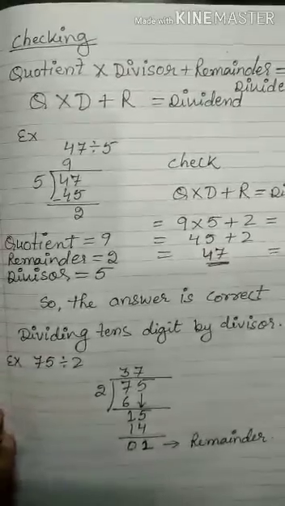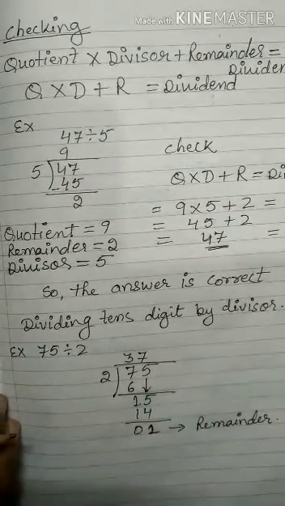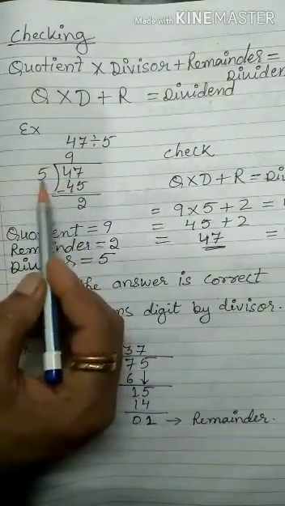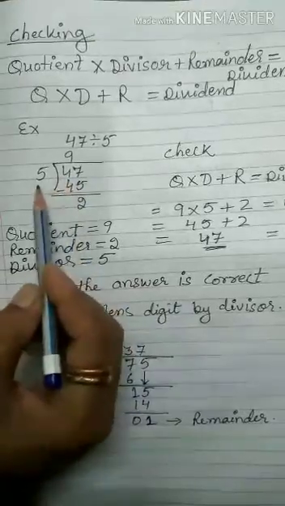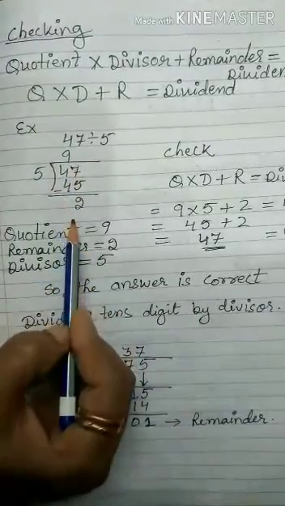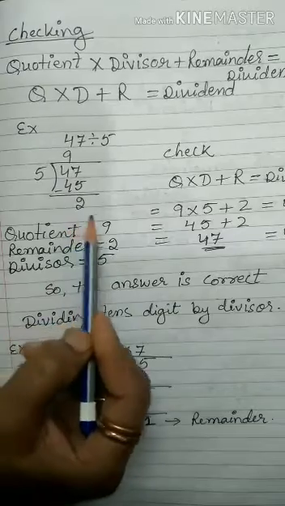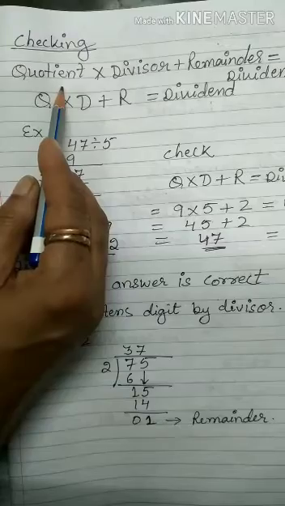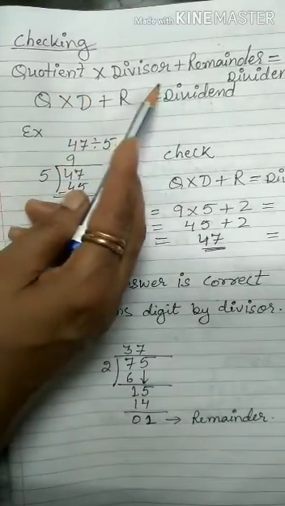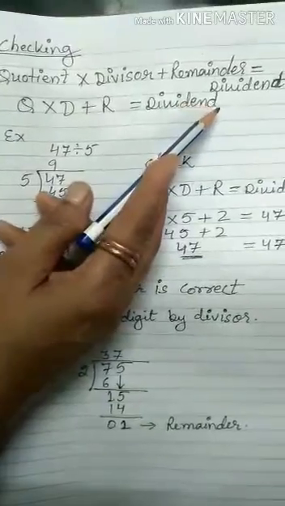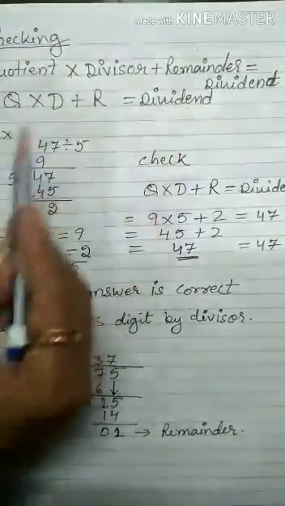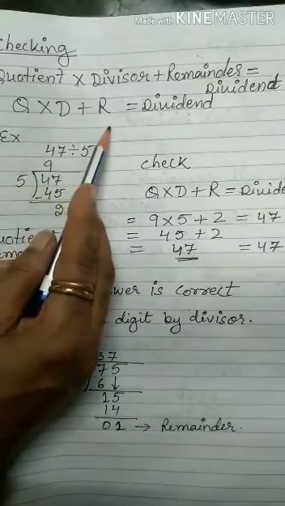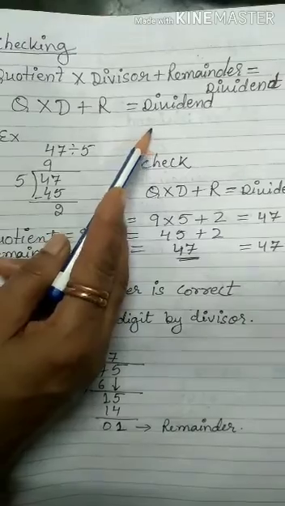Checking of division. If we divide any number, for example, 47 divided by 5, 9 times 45, remainder 2. We can check the answer. The quotient, the answer, multiplied by the divisor plus the remainder is equal to the dividend. Quotient Q, times divisor D, plus remainder is equal to dividend.